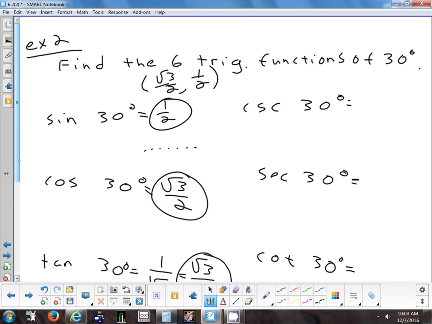How about my cosecant? That's going to be 2. How about my final answer for secant? Yes, 2 square roots of 3 over 3. So you have to flip it, the root goes to the bottom, and then you have to fix it.